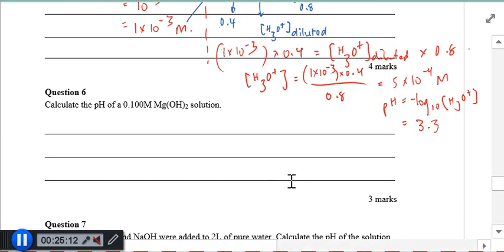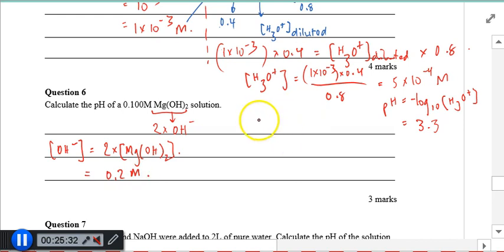Calculate the pH of a 0.1 molar magnesium hydroxide solution. So first thing you note, this here is 2 equivalents of hydroxide. So the concentration of hydroxide is going to be 2 times the concentration of magnesium hydroxide, which means you have 0.2 molar of hydroxide. Now to work out pH, you need to have the concentration of hydronium ions.